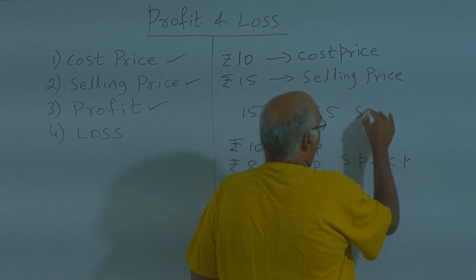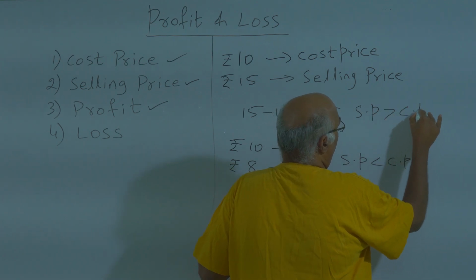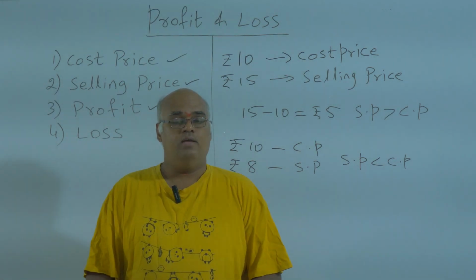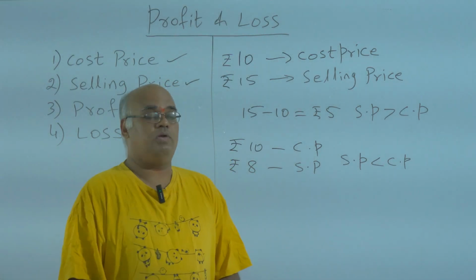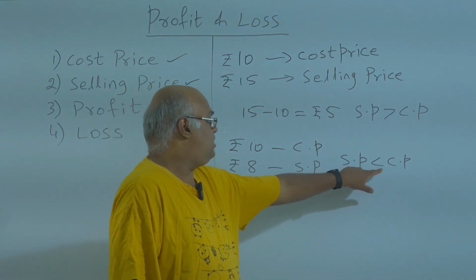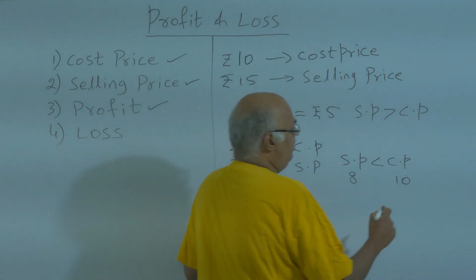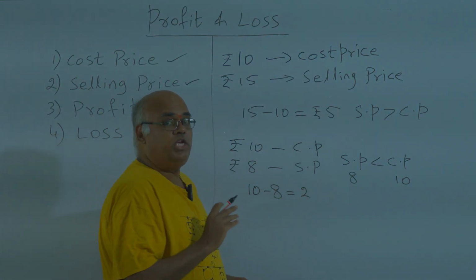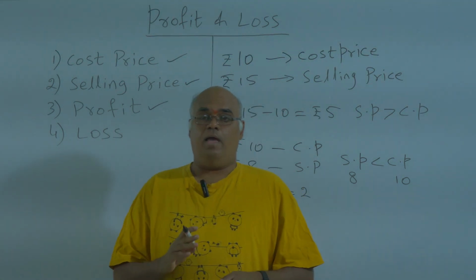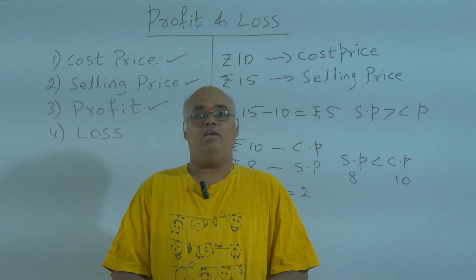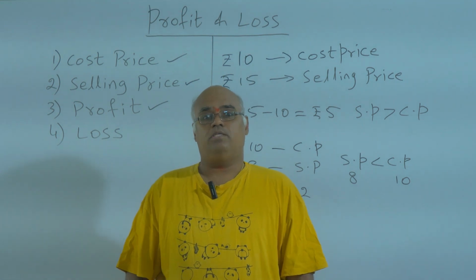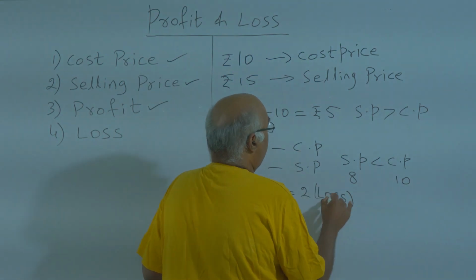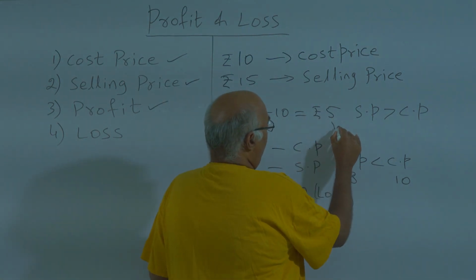Here, selling price is greater than the cost price. When the selling price is greater than the cost price, there will be a profit. But when the selling price is less than the cost price, like in this situation, the selling price is less than cost price. In this situation, 10 minus 8, that is equal to 2. So, I am losing 2 rupees. I am purchasing a pen for 10 rupees and I am selling it for 8 rupees. So, I am losing 2 rupees. That 2 rupees is called loss. And this 5 rupees is called profit.